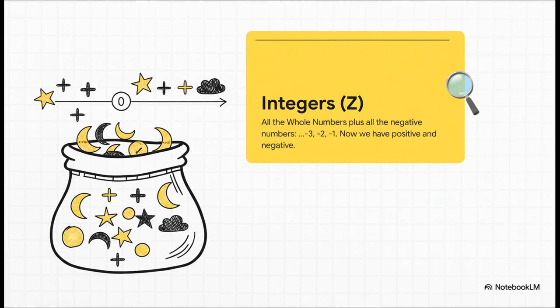Okay, now turn around and look at the other side of the number line, to the left of 0. There's this whole other universe of negative numbers just sitting there. -1, -2, -3. Let's grab all of them too. Now our bag is getting pretty full. We've got all the positives, all the negatives, and 0. This entire collection, that's what we call the integers.